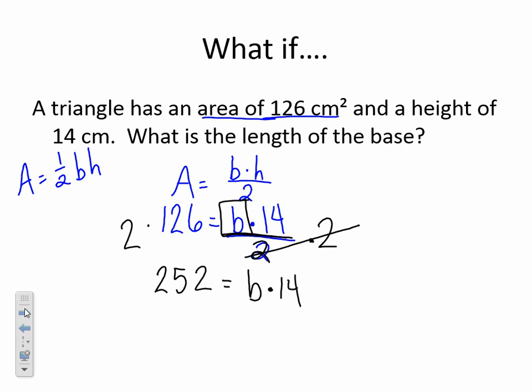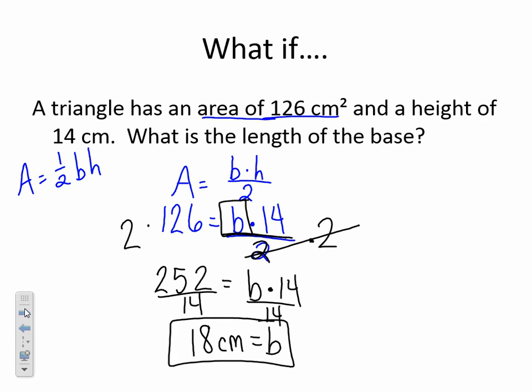So 252 equals b times 14. And then if I divide by 14, 252 divided by 14 is 18. So the base is 18. Now labels, is it 18 centimeters, 18 square centimeters? For this one, it would be 18 centimeters because the base is a length measurement. It's not an area. We already had an area measurement. Okay, so this idea of using area formulas to solve for missing things is pretty common.